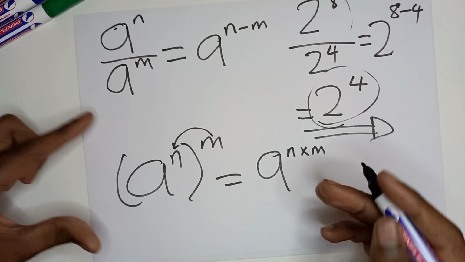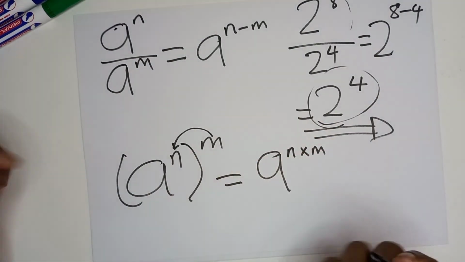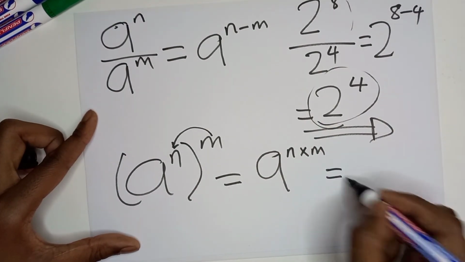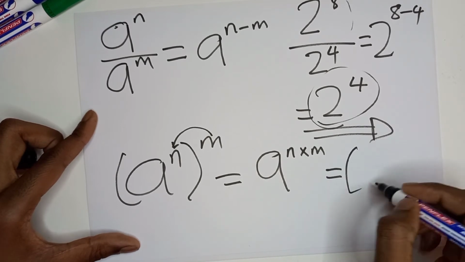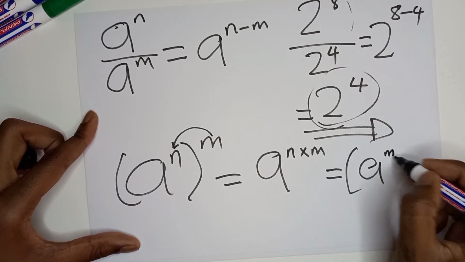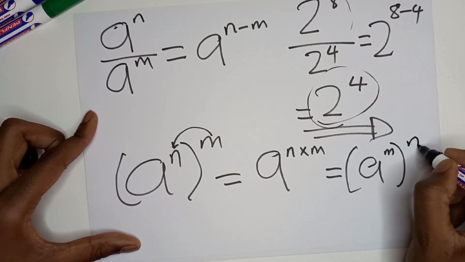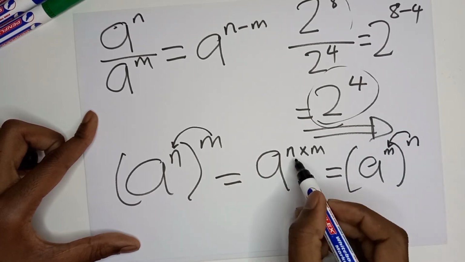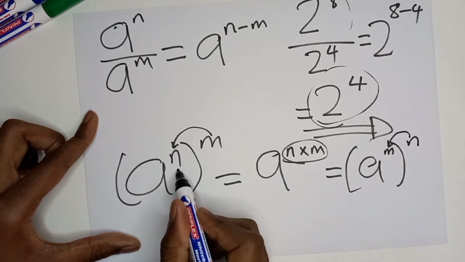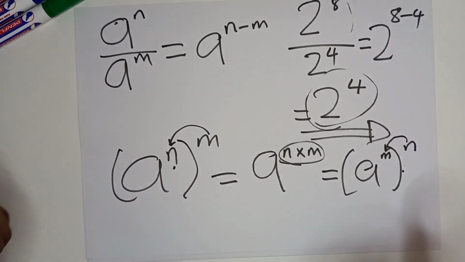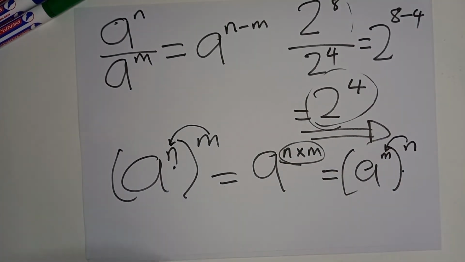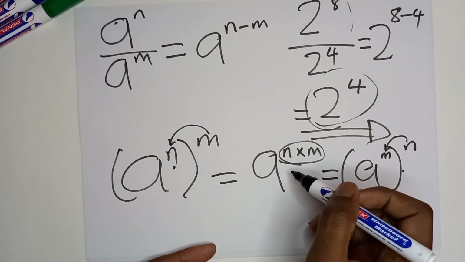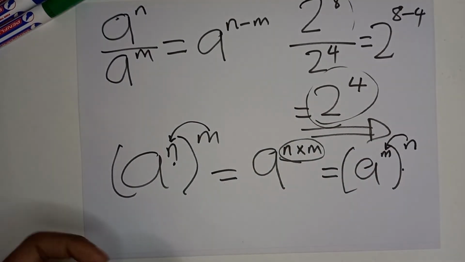And if we play around with it, I can switch it around and say, okay, I can put a to the exponent of m inside and put n outside. Why? Because even if I multiply n by m, I'll still get the same thing. So this and that, even though the bracket has different exponents, give you the same answer. So they essentially are the same.